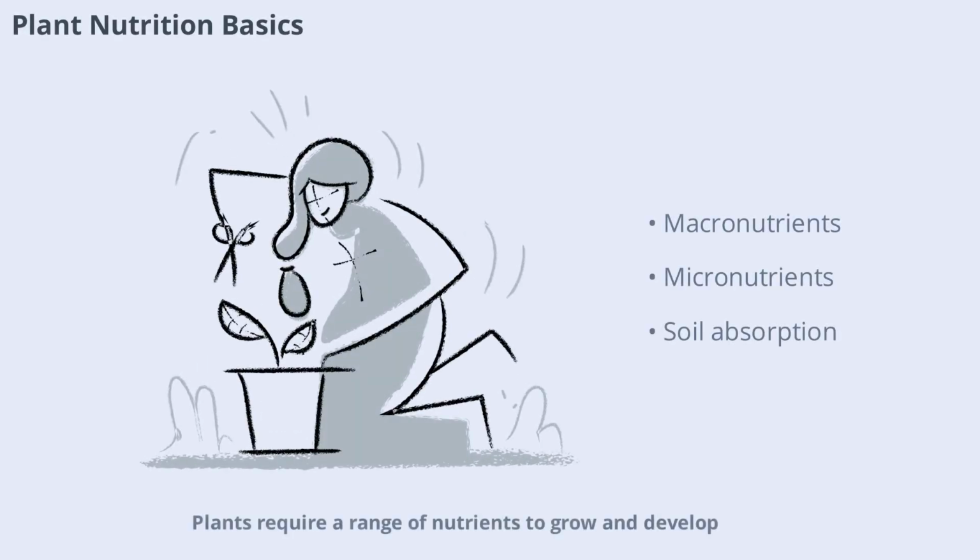Plants require a range of nutrients to grow and develop. These include macronutrients like nitrogen, phosphorus, and potassium, as well as micronutrients such as iron and zinc. Nutrient deficiencies can lead to stunted growth, yellowing leaves, and poor yields. Plants absorb these nutrients from the soil through their roots, often with the help of beneficial microbes.